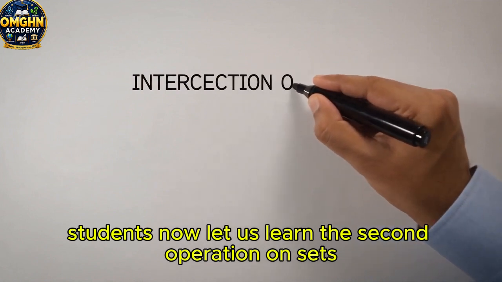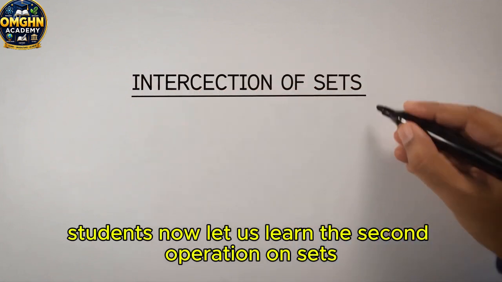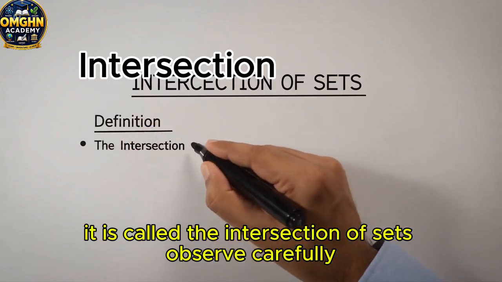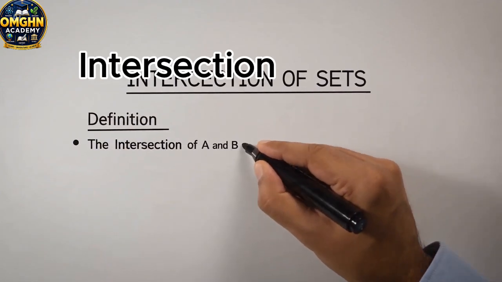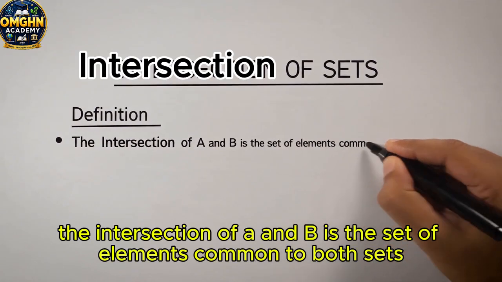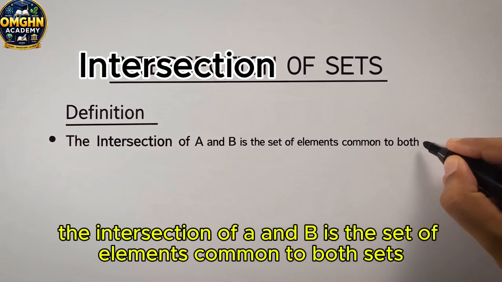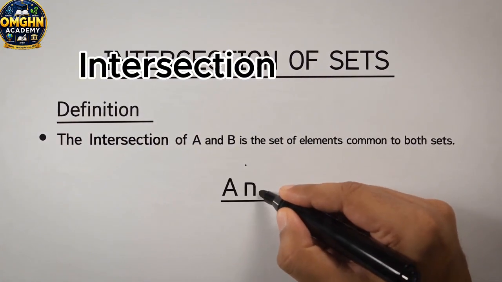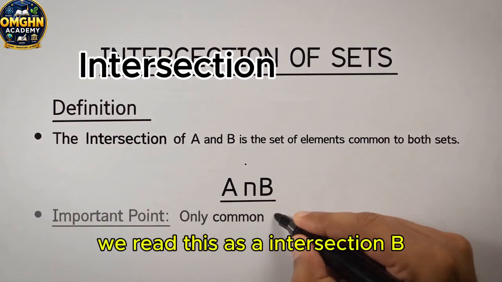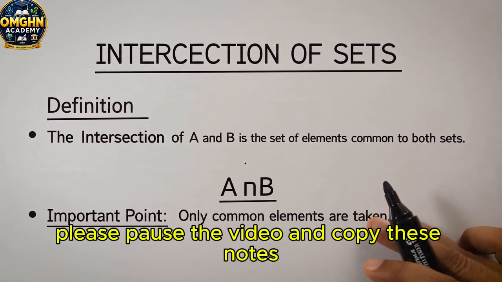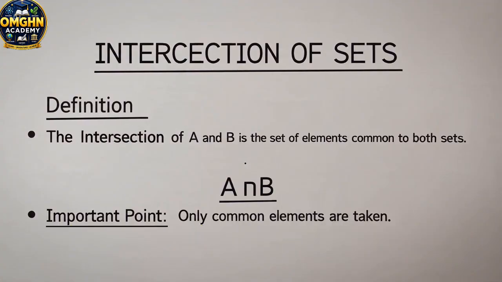Students, now let us learn the second operation on sets. It is called the intersection of sets. Observe carefully. The intersection of A and B is the set of elements common to both sets. We read this as A intersection B. Please pause the video and copy these notes.